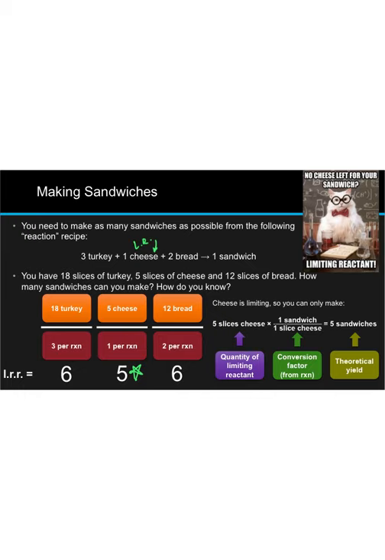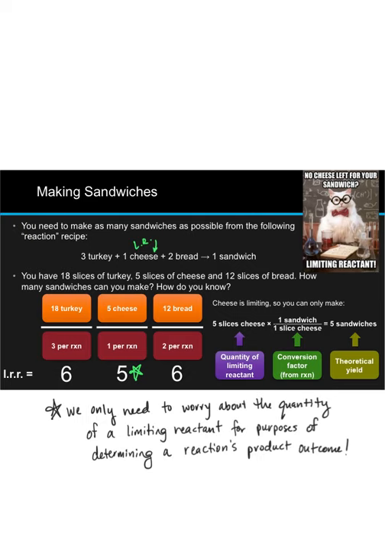Since cheese runs out first, then what we'll say is that we can always use the quantity of it to predict how much product we're going to make. All we need to focus on is the quantity of a limiting reactant, the thing that we know will run out first, for the purposes of determining how much product we can make from a given chemical reaction. We'll always use just the quantity of a limiting reactant to figure out how much product we can make. In this example, our limiting reactant is cheese. So we go from number of cheese to number of sandwich.